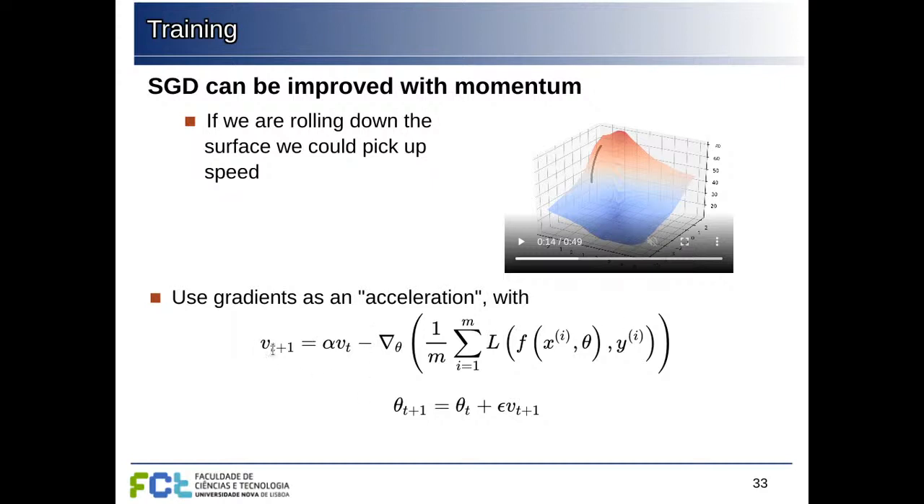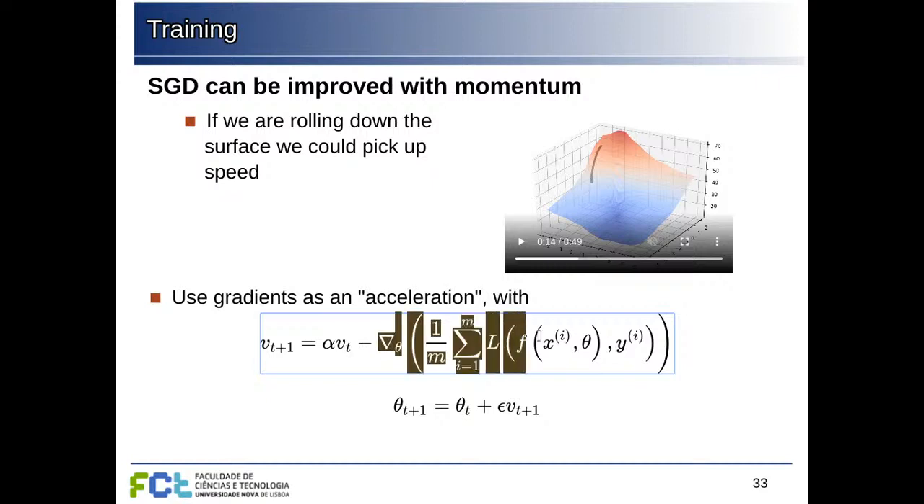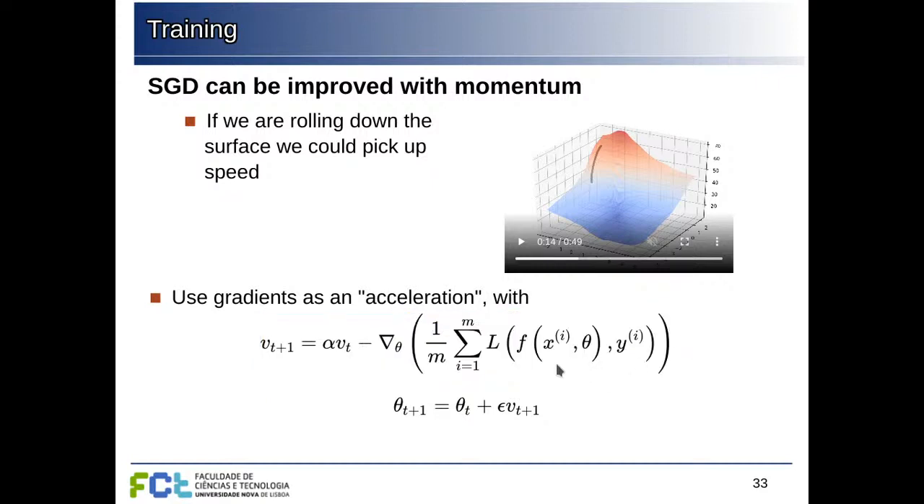So the velocity at time t plus 1, so at this step, will be a fraction of the velocity so far, and then we're going to add the direction going down the gradient. That's why we are subtracting the gradient, because we want to go down. This is the same thing as we saw before. It's an estimate of the gradient given a random sample of examples, and we use that to change the velocity. And now the update for our parameters will be the learning rate times the velocity of change that we compute here. So this means that if we keep heading in the same direction, with momentum we keep accelerating.